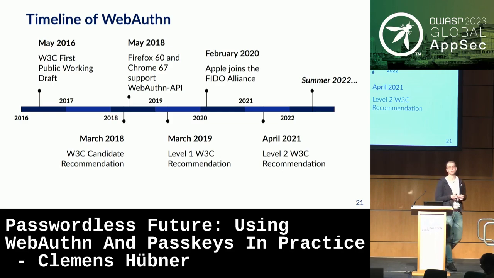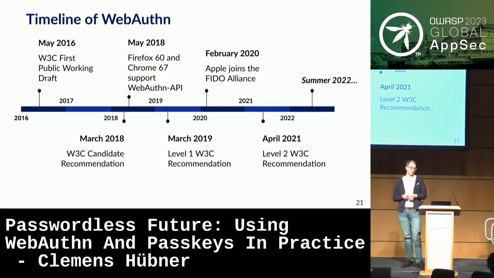The first working draft for this WebAuthn specification, it's actually a W3C specification. They started working on it 6 years ago, and the first public working draft was published then. And it got into a recommendation in March of 2019. So that's when it actually became a standard. Some browsers already implemented it before. Later, Apple joined, Safari supported as well. We got level 2 of WebAuthn in 2021 with some minor changes. And that's what happened until last year, I would say.